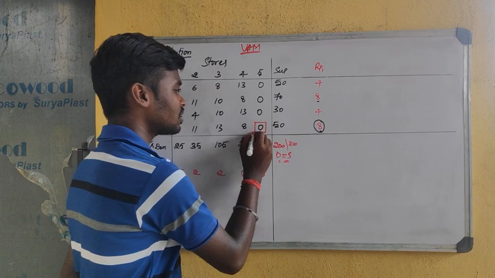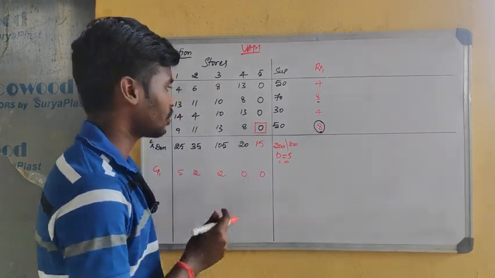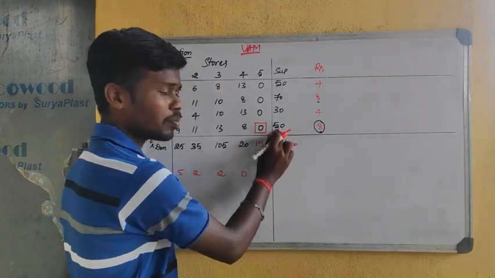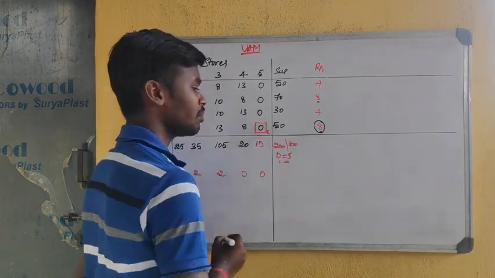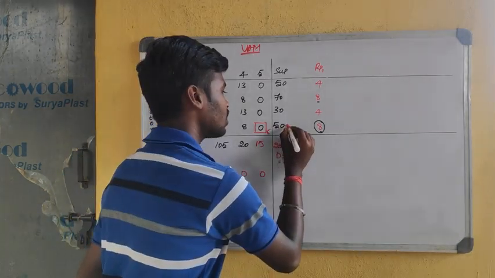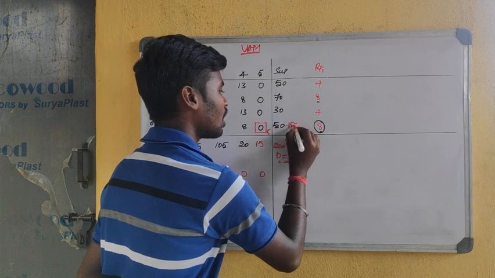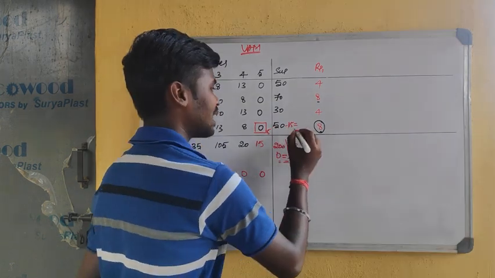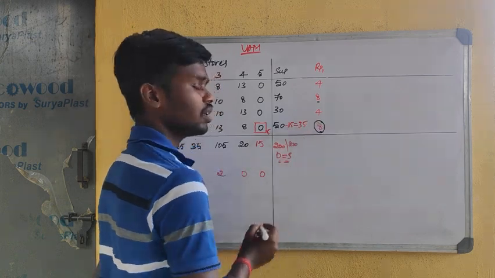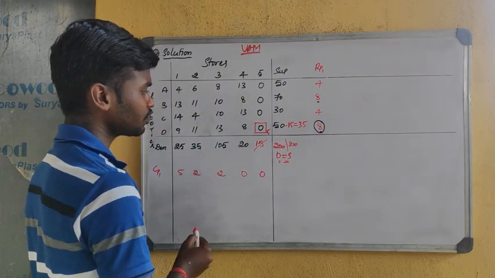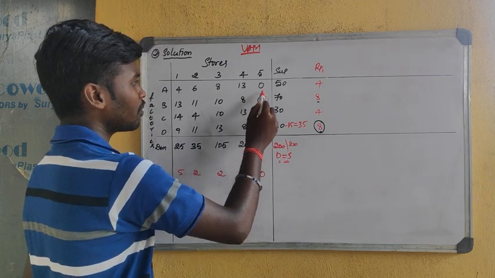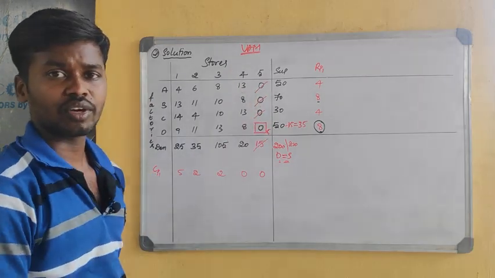So after selecting this, you know the next step. See the related supply and related demand. Which can be satisfied? This 15 can be satisfied from this 50. So after satisfying this 15, now the excess supply is 35, right? After satisfying this 15, there is no demand left from this warehouse 5.